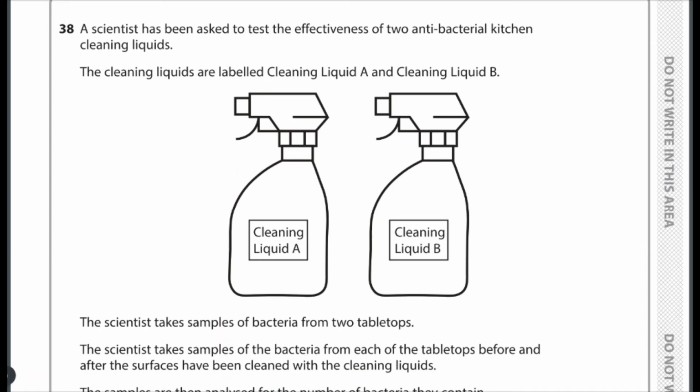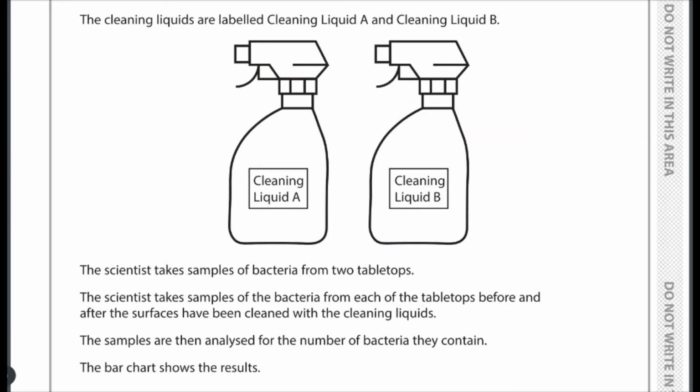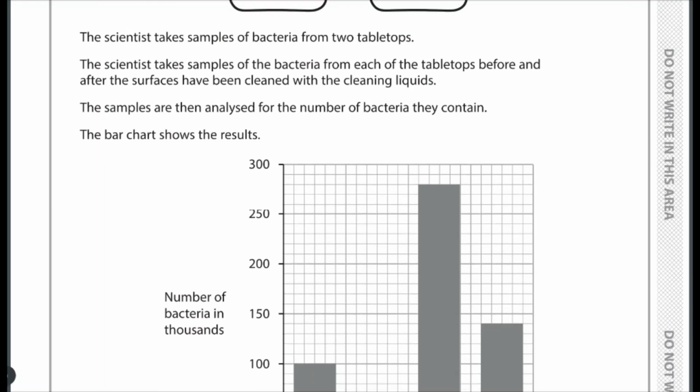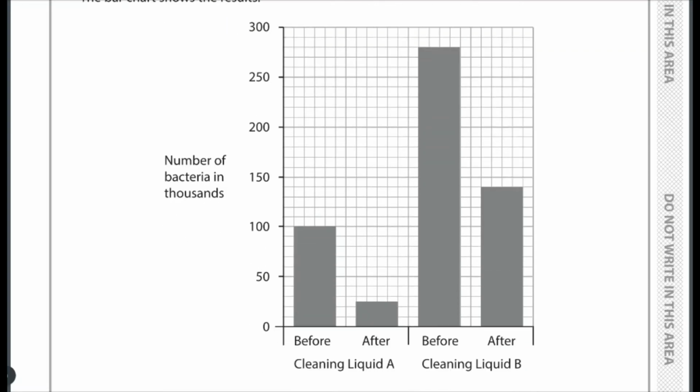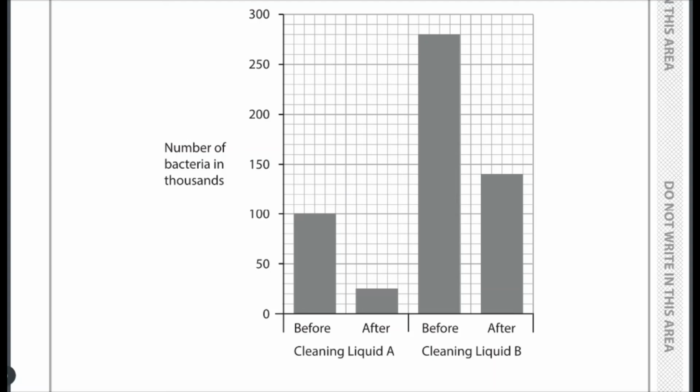Next one, a scientist has been asked to test the effectiveness of two antibacterial kitchen cleaning liquids. The cleaning liquids are labeled cleaning liquid A and cleaning liquid B. The scientist takes samples of the bacteria from each of the tabletops before and after the surfaces have been cleaned with the cleaning liquid. The samples are then analyzed for the number of bacteria they contain. The bar chart shows the results, the number of bacteria in thousands, before and after. After cleaning with cleaning liquid B, you can see it has dropped, and even cleaning liquid A, it has dropped.